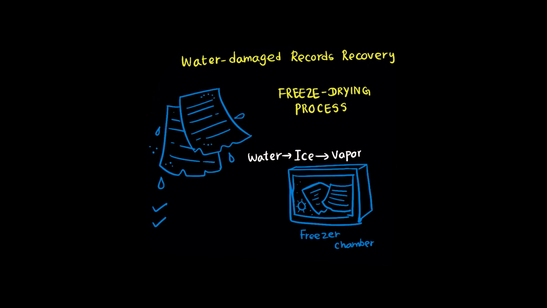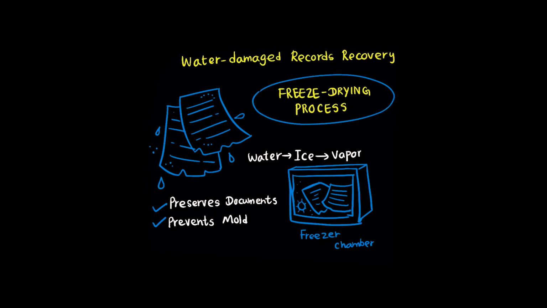Direct air circulation would cause pages to wrinkle and stick, potentially destroying the records completely. Chemical treatments might damage the ink or paper, making documents illegible and unusable. Freeze-drying has successfully saved countless historical documents and medical records, making it the gold standard for water-damaged paper recovery in healthcare facilities.